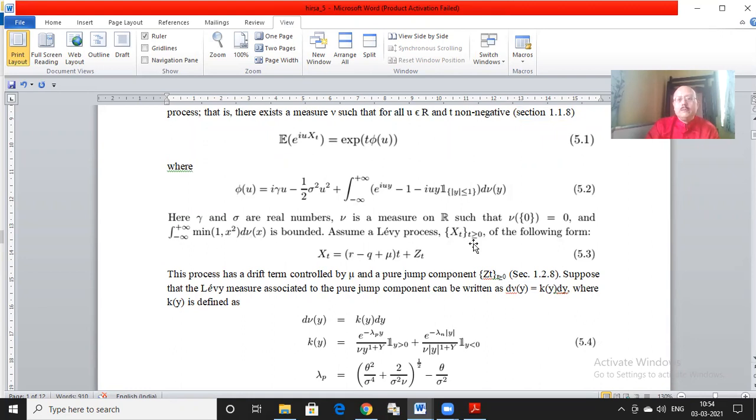We assume a Levy process of this form in particular, where X_t is given by r minus q plus mu t plus Z_t, where r minus q is known. These are the interest rate and the dividend rate. Mu is the mean part of the drift term, which I can control. Control in the sense I can make the adjustment to the mu. This far it is as usual, but then we throw in this additional pure jump component Z.